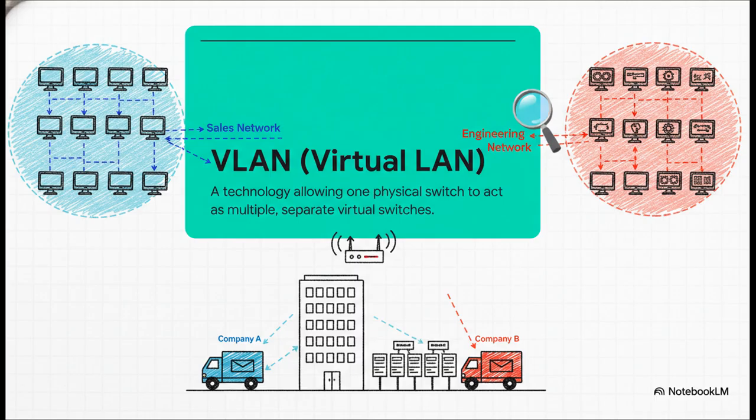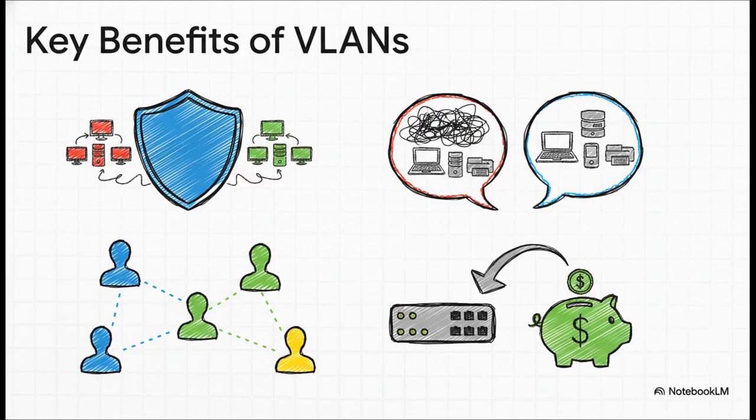Now, even though they're all plugged into the same physical box, devices on the sales VLAN have no way of talking to devices on the engineering VLAN, at least not without going through a router first. It's just like creating totally separate secure mail systems for different companies that all happen to be in the same office building. And the benefits here are just huge.